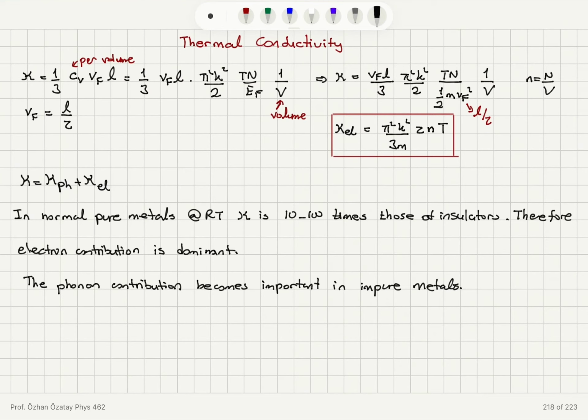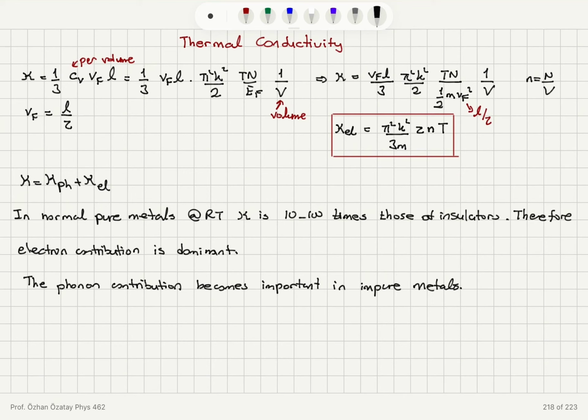The thermal conductivity, the contribution from electrons, will be 1 over 3 C_V v_Fermi times L. So it's those electrons that are close to the Fermi level that are carrying the energy. So we consider the Fermi velocity. It will be 1/3 v_Fermi times L, the mean free path, times the heat capacity per volume. So we substitute π² k² over 2 T N over E_F times 1 over the volume.